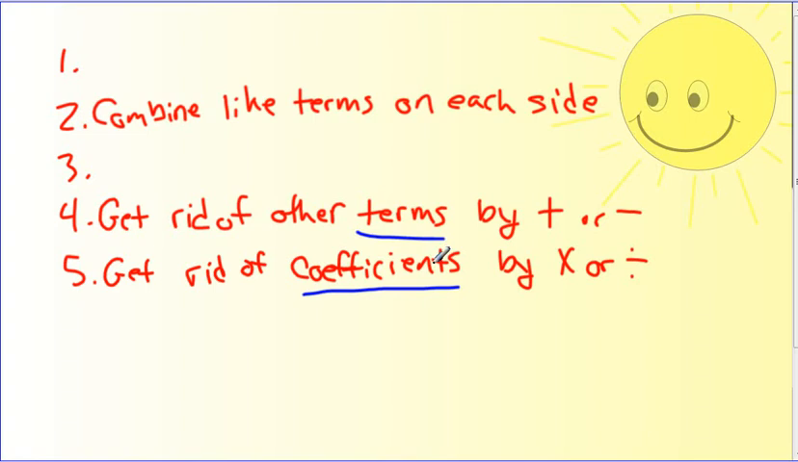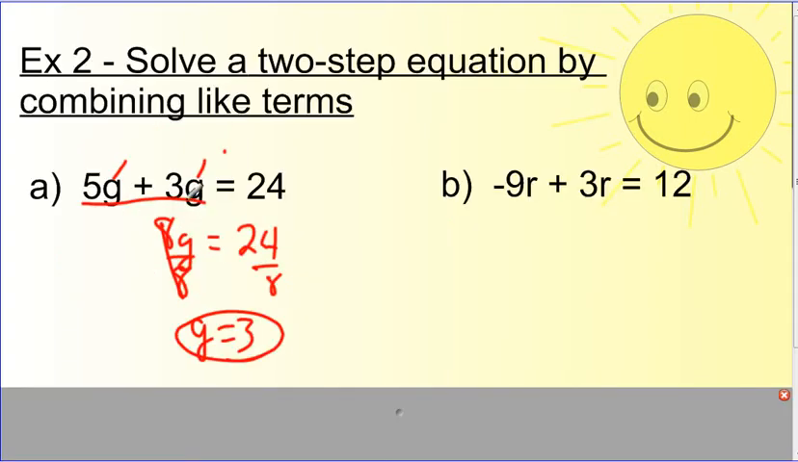Now, as always, if one of these things doesn't apply, like for example, that problem we just did a second ago, there was no add and subtract to get rid of. So you just move on to the next step, kind of like order of operations. If there's not one of those things, you just move on.